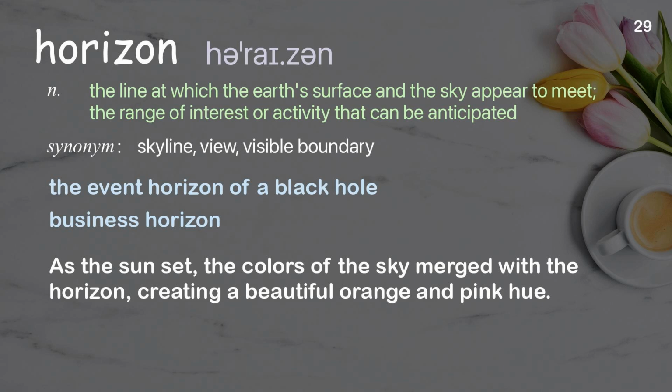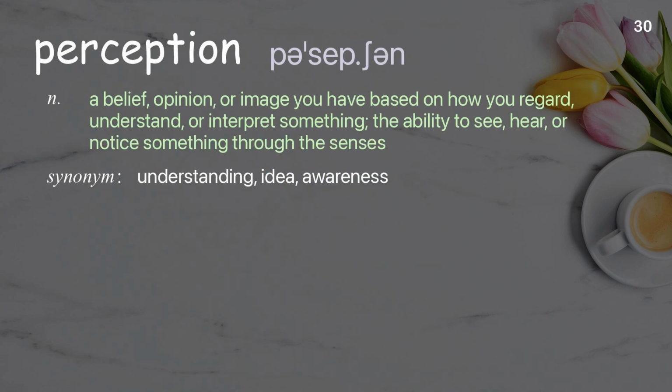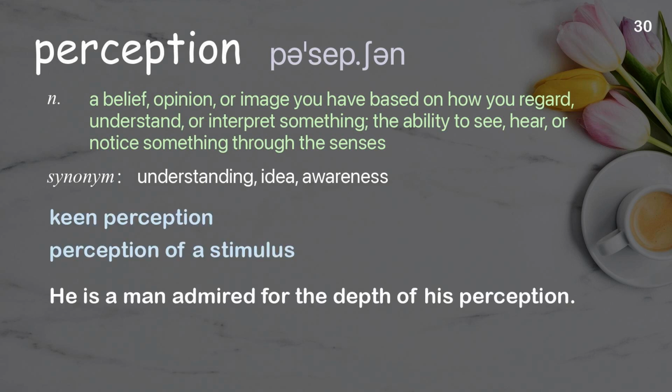Perception: A belief, opinion, or image you have based on how you regard, understand, or interpret something; the ability to see, hear, or notice something through the senses. Examples: Keen perception. Perception of a stimulus. He is a man admired for the depth of his perception.